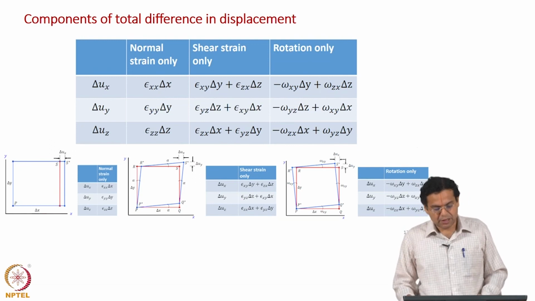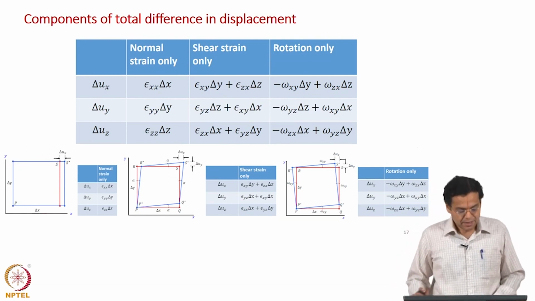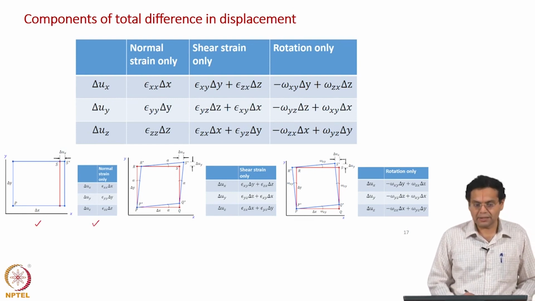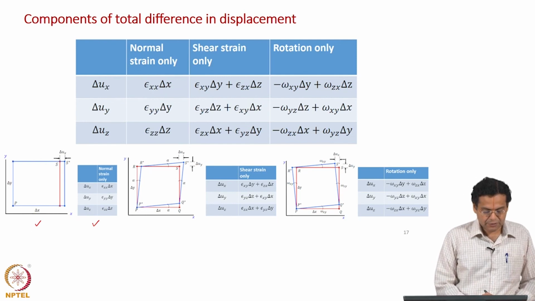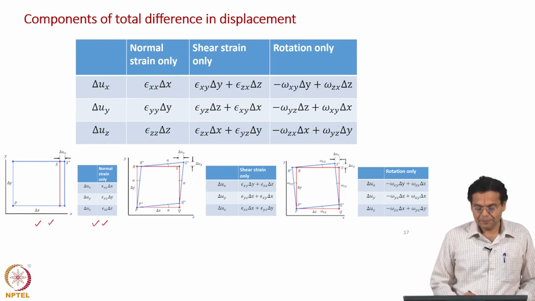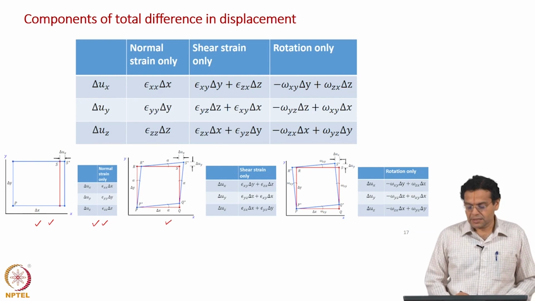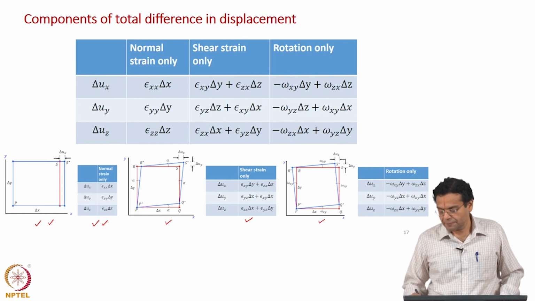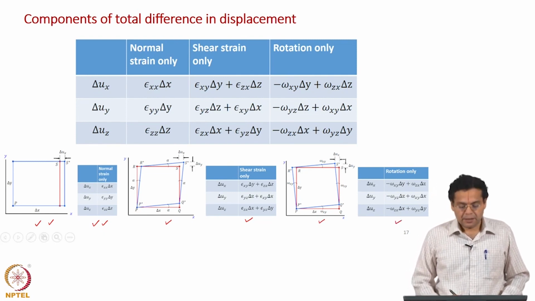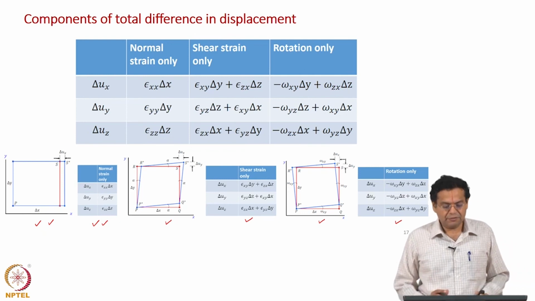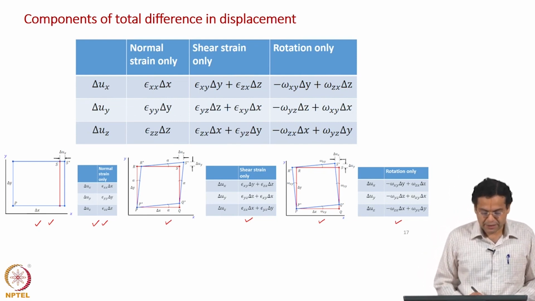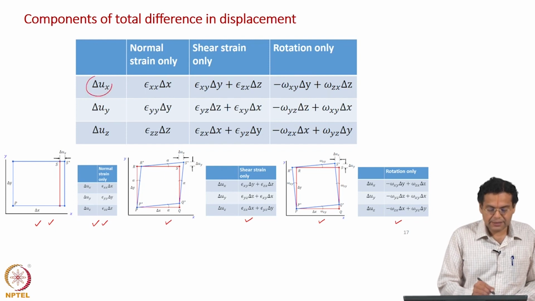Okay. So let us put all of them together. The individual figures are shown here, the individual tables are shown here, at the bottom of the slide. The first figure is for normal strain, with the corresponding table. Second figure for shear strain only and the corresponding table. Third figure is for rotation only and the corresponding table. Now we can fill the entire table. We said we are proceeding towards that, and so what is it I have done? Written delta ux.